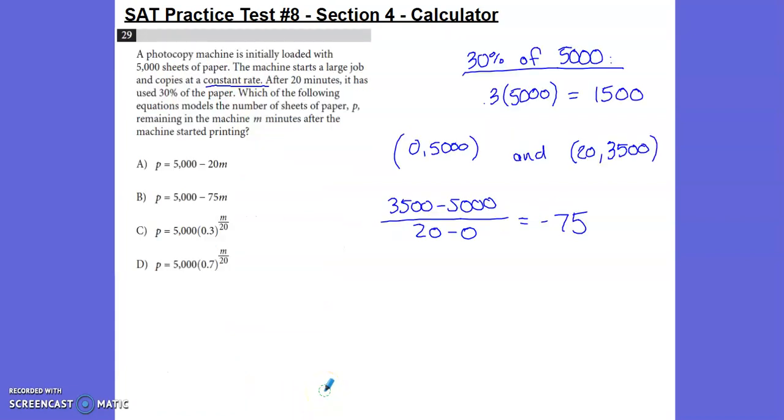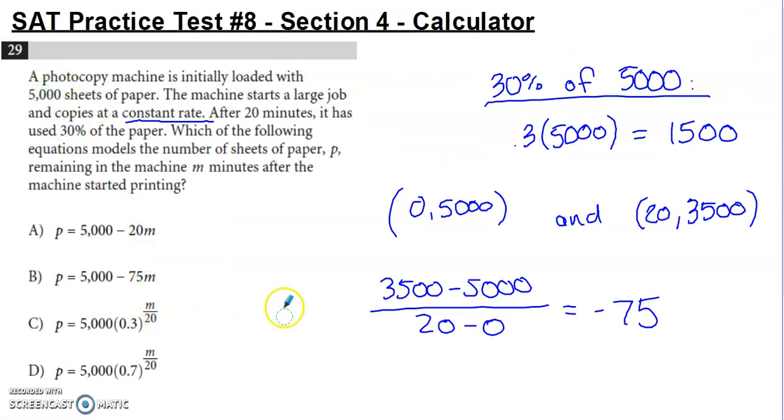Number 29 tells us that we've got a photocopy machine, and we've got 5,000 sheets of paper in that machine initially. The machine starts a large job and copies at a constant rate. That is significant because if something changes at a constant rate, it can be modeled with the equation of a line. A line has a constant rate. The constant rate of change of a line is the slope of the line. It tells us after 20 minutes, the machine has used 30% of the paper.